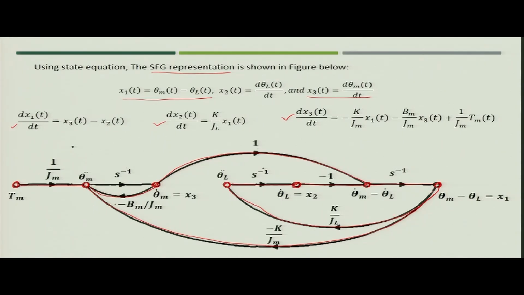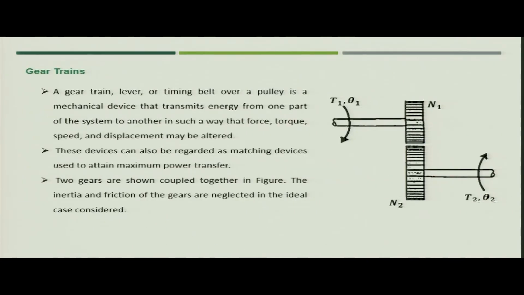So, with this you complete the summation at theta_m double dot. Now, theta_m double dot is connected to x3 with an integrator, because if you take the integral of theta_m double dot, you will get theta_m dot, which is nothing but x3. So, using these three equations, you have now created the signal flow graph presentation of the system. Now, let us talk about the gear train.